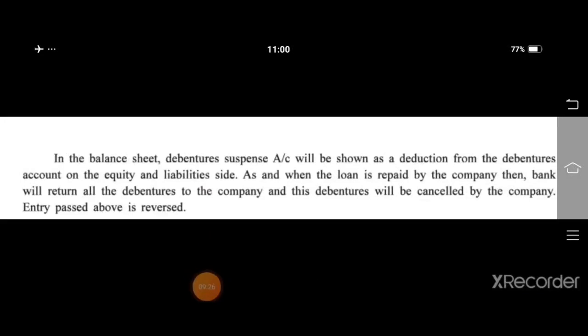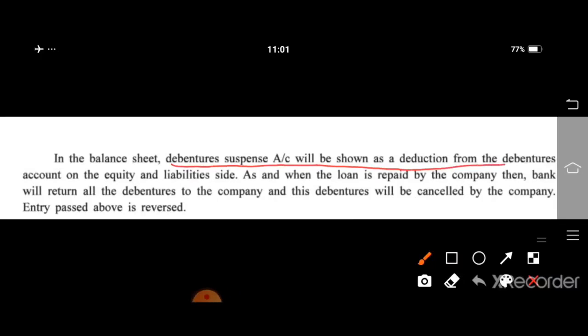In the balance sheet, debenture suspense account will be shown as a deduction from the debentures account on the equity and liability side. As and when the loan is repaid by the company, the bank will return all the debentures to the company, and these debentures will be cancelled by the company.